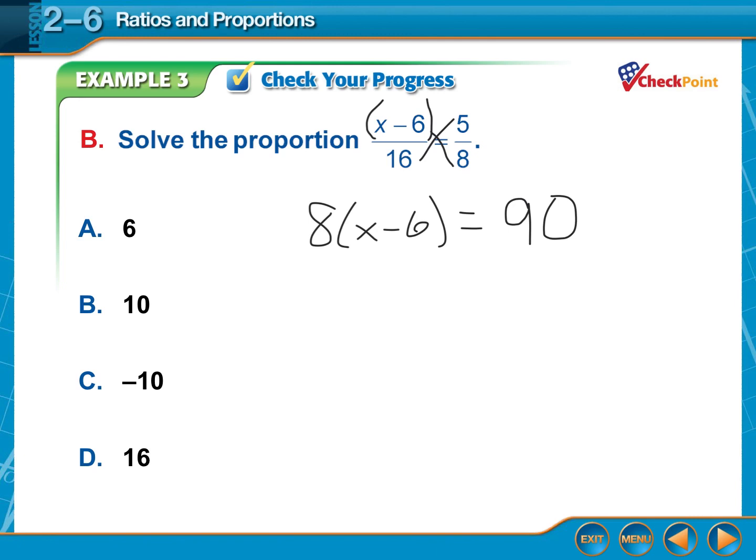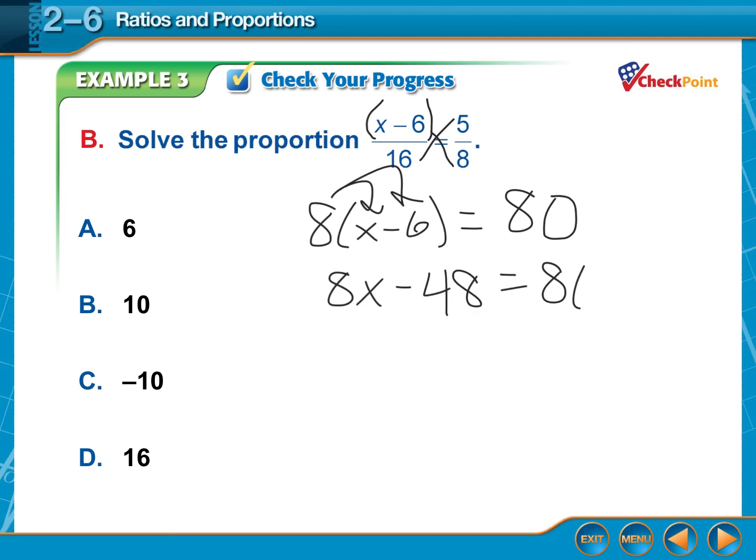Plus 6. Distribute. We have these parentheses, so we got to distribute first. So we have 8x minus 48. What's 8 times 6? 48. So 8x minus 48 equals 80.